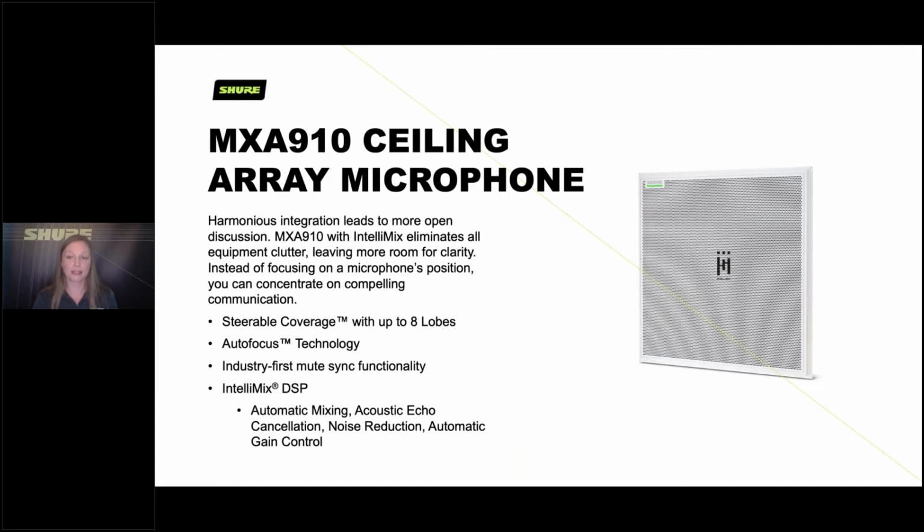Now, the MXA 910 ceiling array mic eliminates the need for microphones on the table. That allows for touch-free, high-quality audio. Out of the box, the default template covers rooms that are 30 feet by 30 feet. With steerable coverage on board, you can also steer lobes to capture audio anywhere in the room. For example, if you wanted to cover just the front area where your teacher or professor is, you can use the steerable coverage to pick up that audio in a very direct way. The MXA 910 is your top choice for touch-free, high-quality audio.